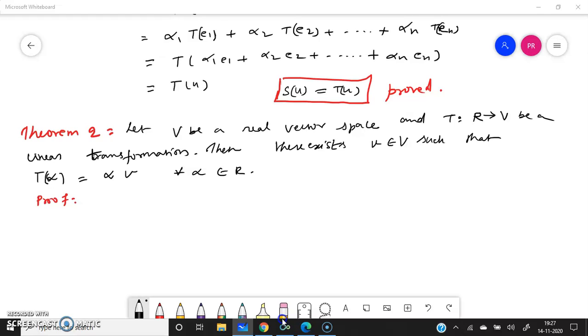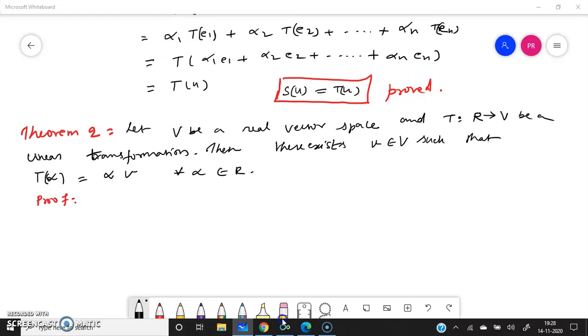In order to prove that, what is the basis of R? The basis of R is the singleton set {1}. Every element in R can be written as a linear combination of 1. For example, root 2 can be written as root 2 into 1, root 3 can be written as root 3 into 1.